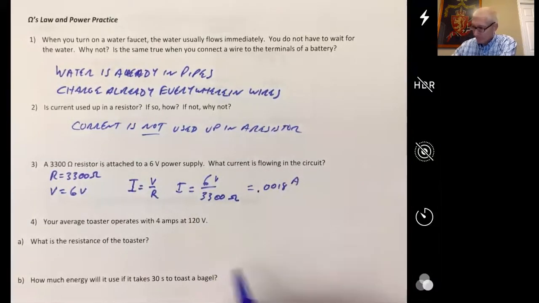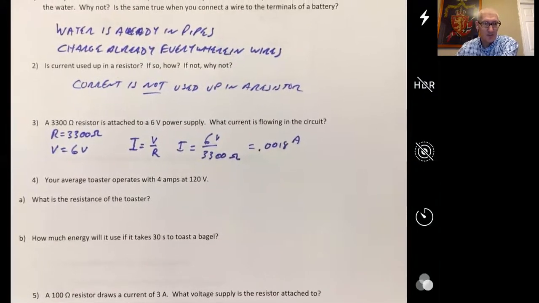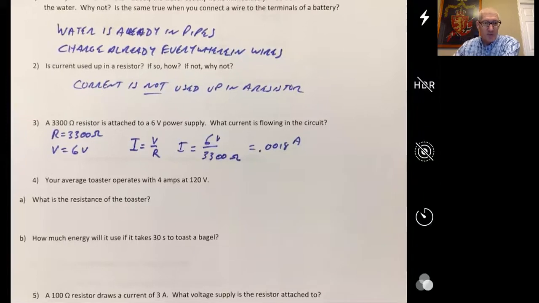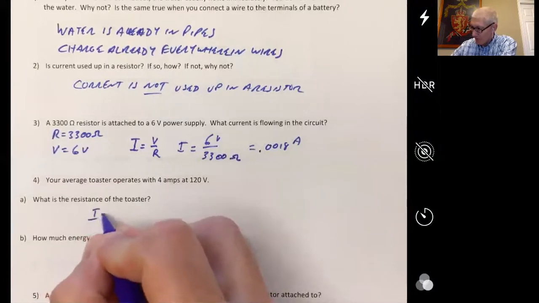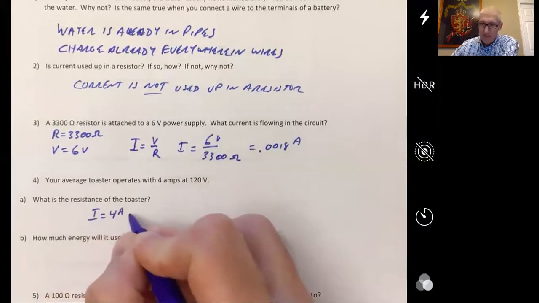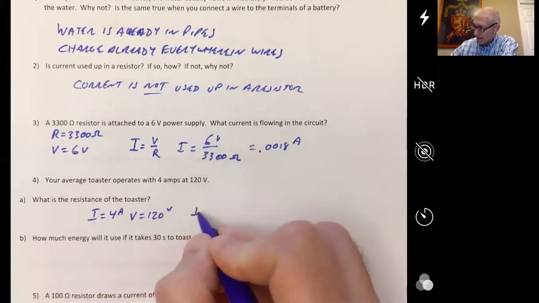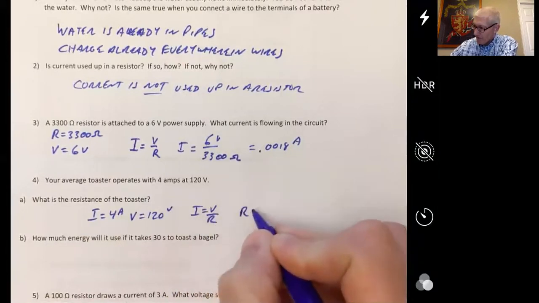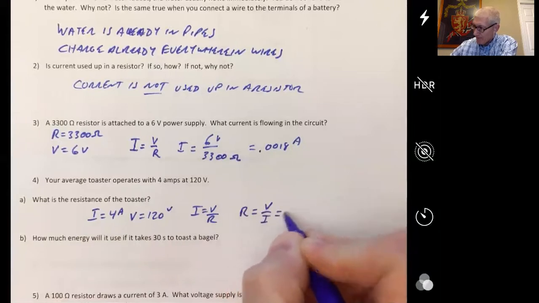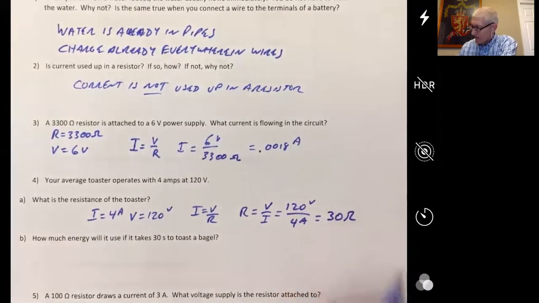Okay, now number 4 starts looking at some voltage, some power types of questions. If we want to find the resistance of the toaster, the key is to just start with what you know. You know that the current is 4 amps and that the voltage is 120 volts. If I know that I equals V over R, I could rearrange that and figure out that R is equal to V over I. So I've got 120 volts over 4 amps, and that's going to be a 30 ohm resistor.